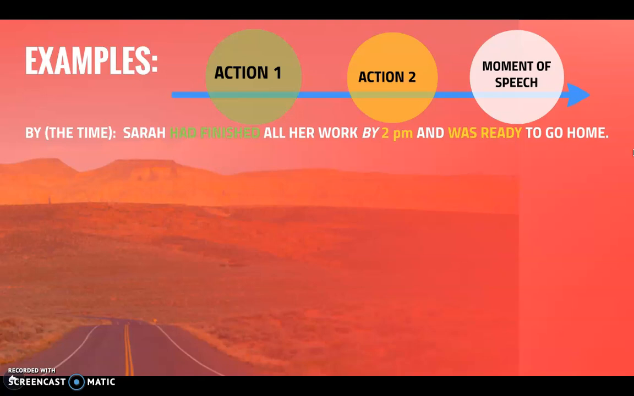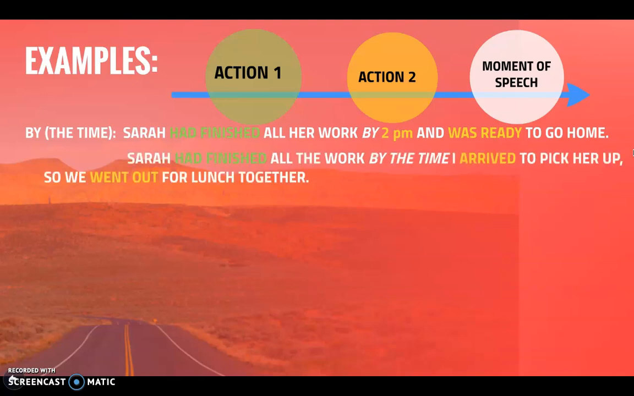And then before that, she had to have done all this homework, all this work that she finally managed to finish. Now, you can use by the time plus another action, and this way you link one or more, perhaps, actions together. The reality of it is still the same, though. Sarah had finished the work before I arrived.